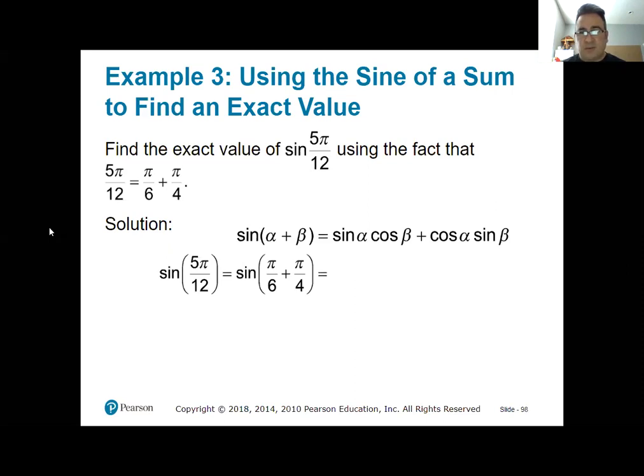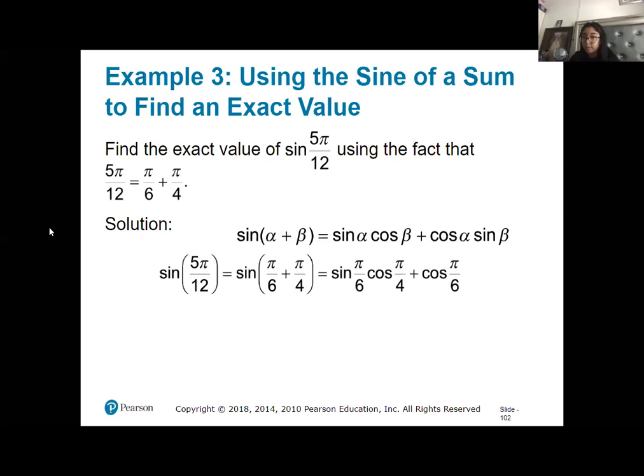So this is going to equal what? Would it be sine of pi over 6 times cosine of pi over 4 plus cosine of pi over 6 times sine of pi over 4? There you go.